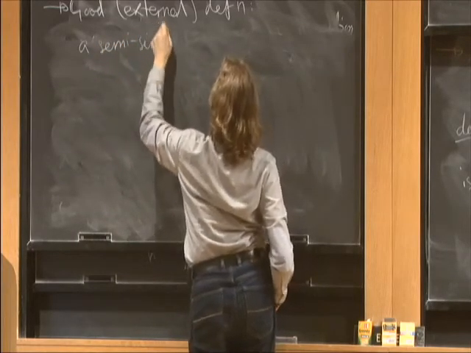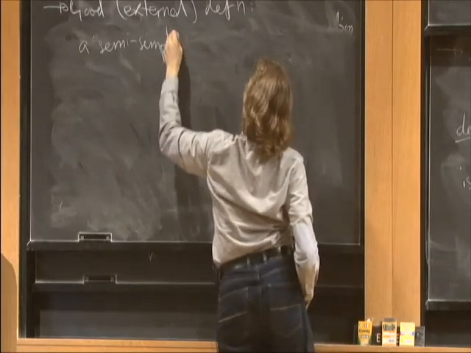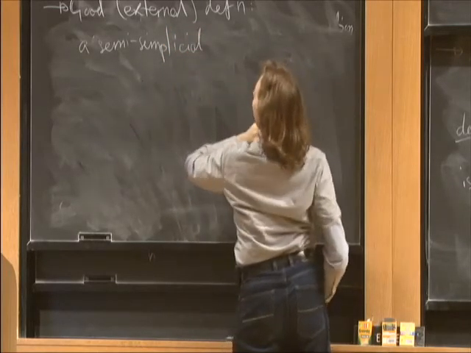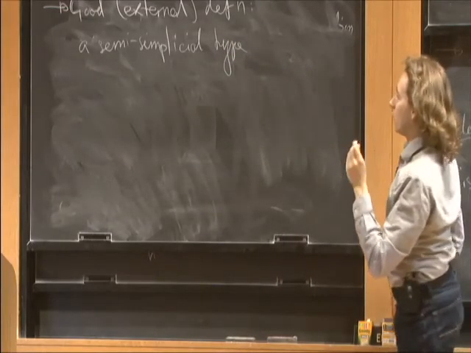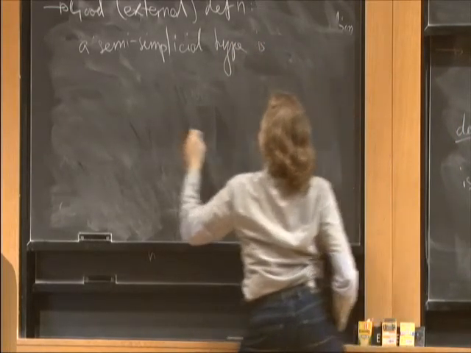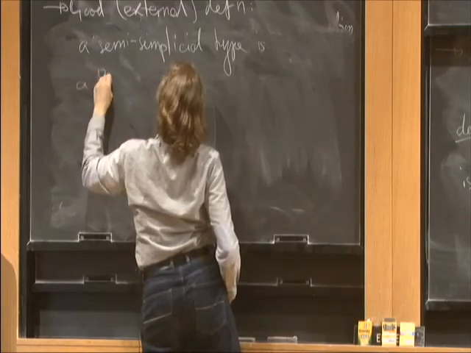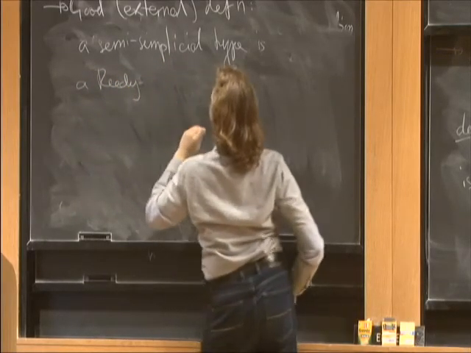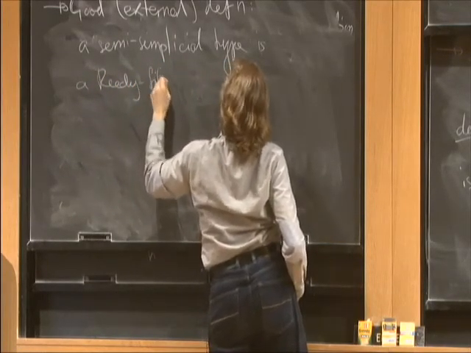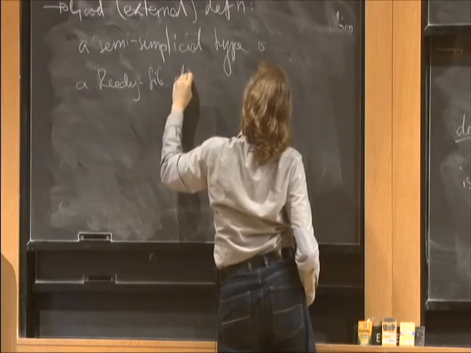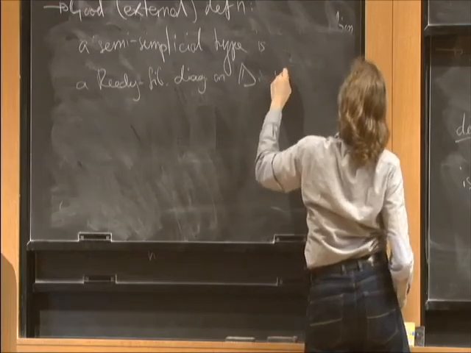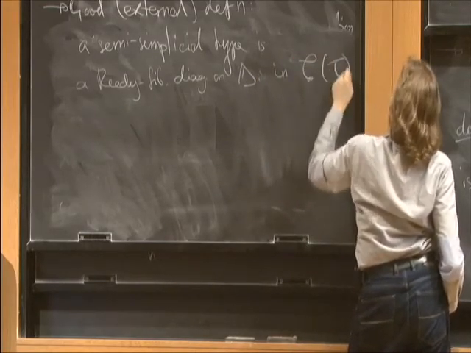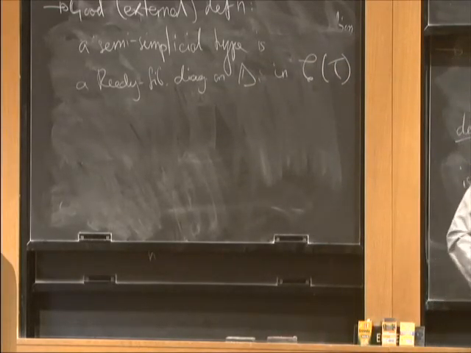So the good definition which we can make externally is that a semi-simplicial type is a Reedy fibrant diagram on delta I in the classifying category of the theory.